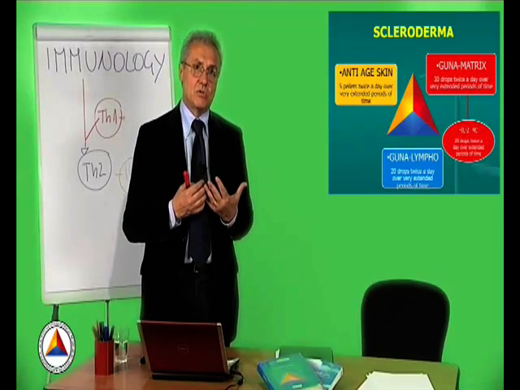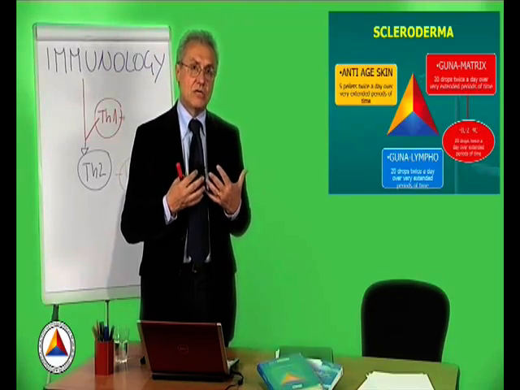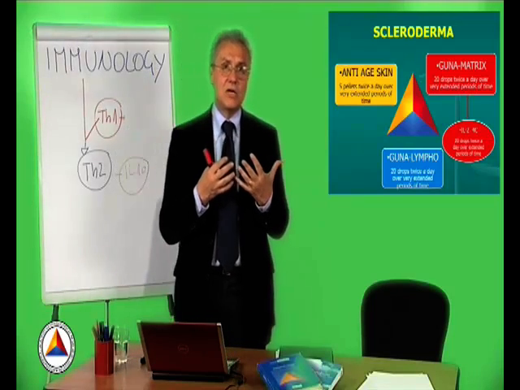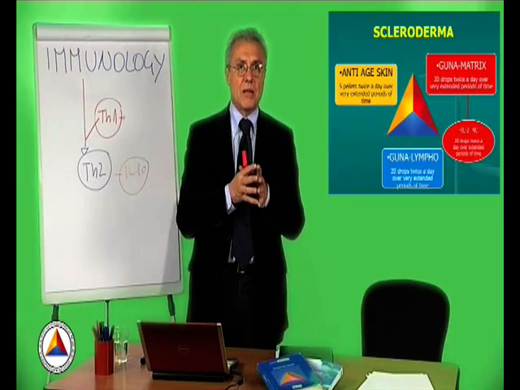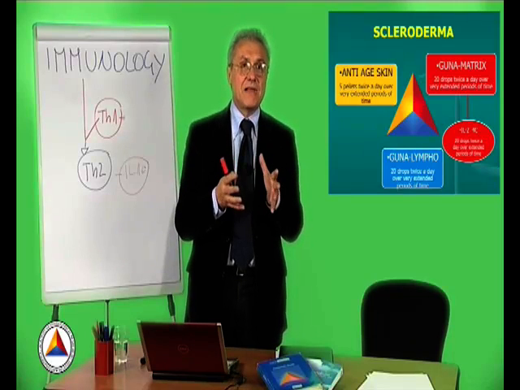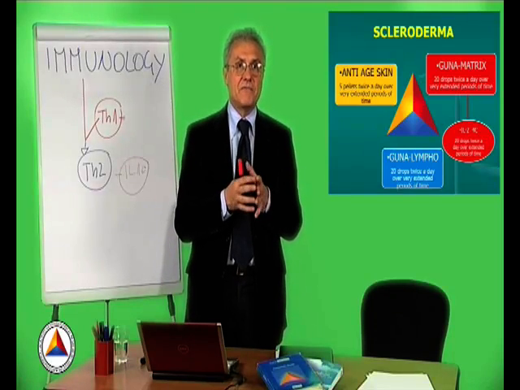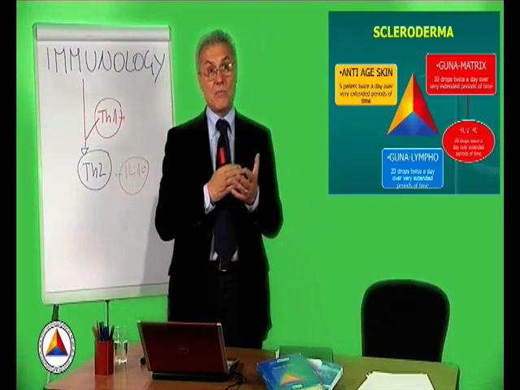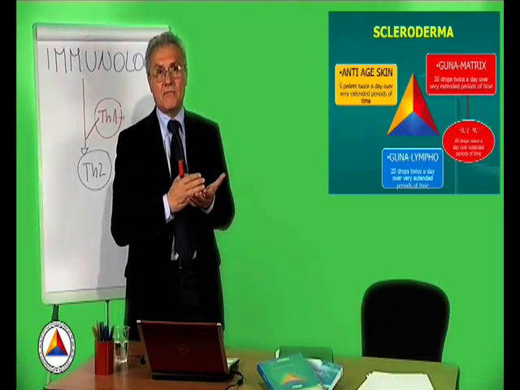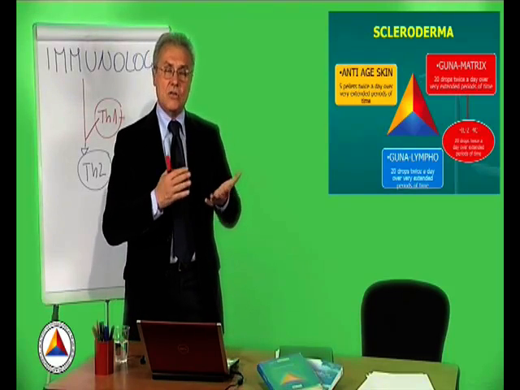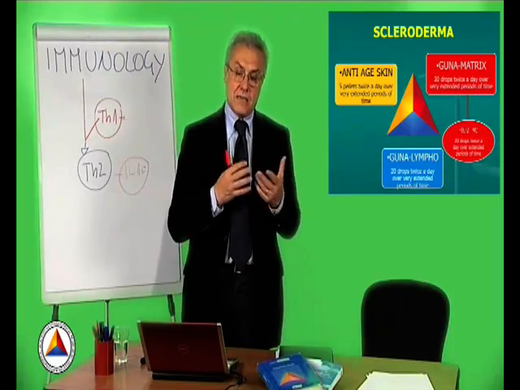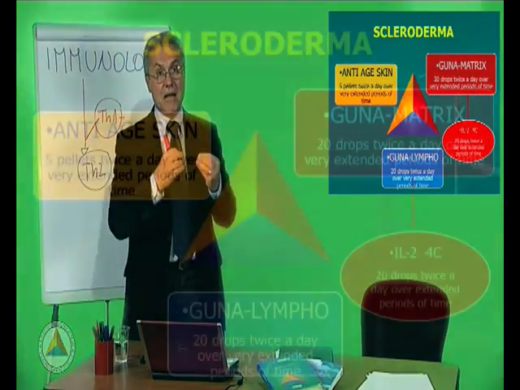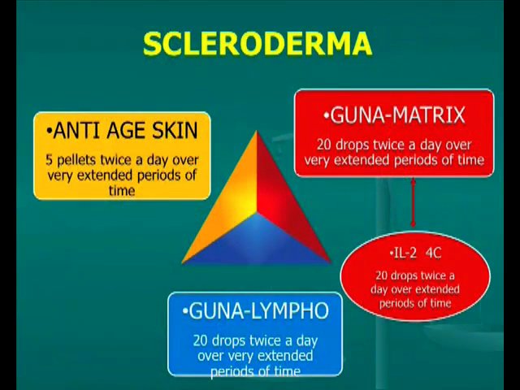We shall use 20 drops of Guna Matrix 2 or 3 times a day for a lengthy period of time. This will be associated with Guna Lympho, again at a dosage of 10 to 20 drops 2 to 3 times a day, and again for a lengthy period, so these are the 2 basic drugs. Then we have another extremely interesting drug, always in our PRM armamentarium, called Anti-Age Skin, and we shall administer 3 to 5 granules twice a day.